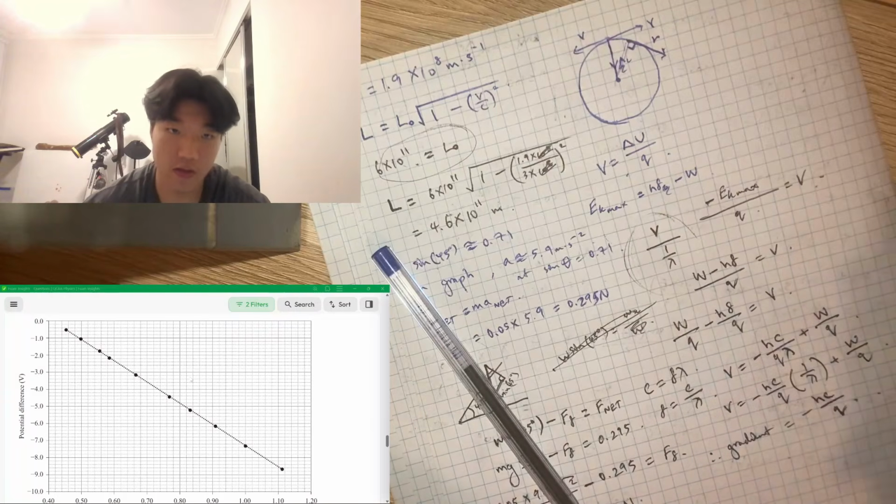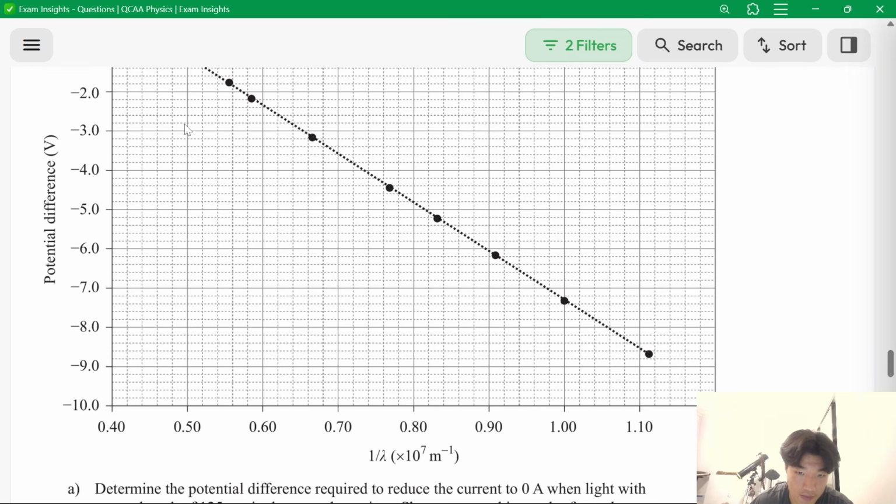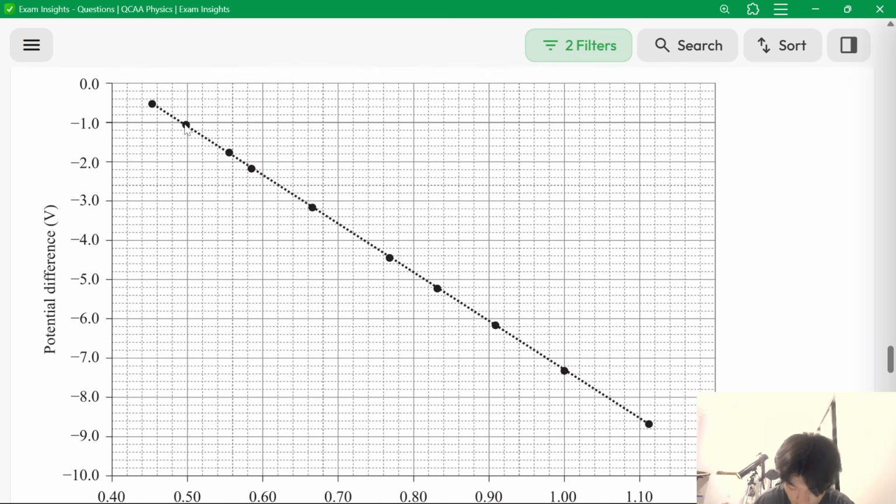What is the gradient? Okay, let's use the gradient. Find a very useful point, something very easy. There's one point at the top, the second highest point. I'll mark it down. The x value is 0.5 times 10 to the 7, approximately, and the y value is just -1, approximately.